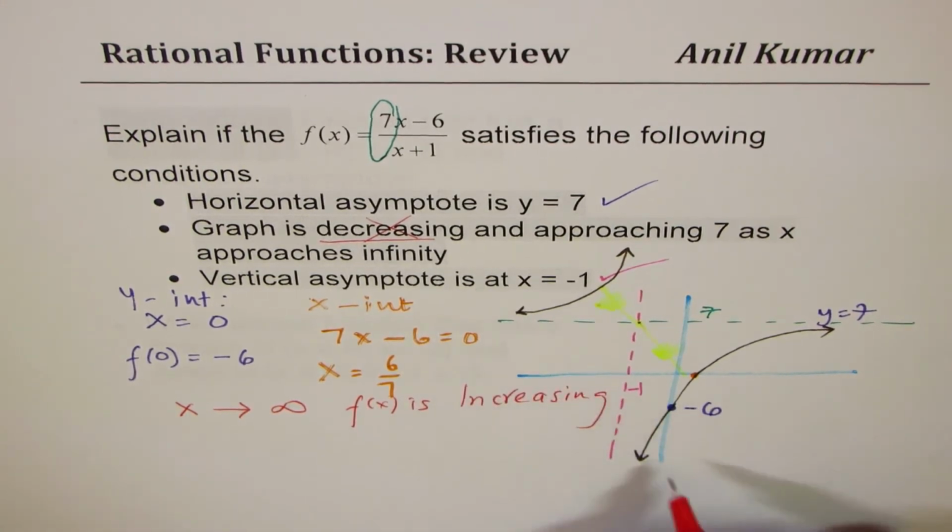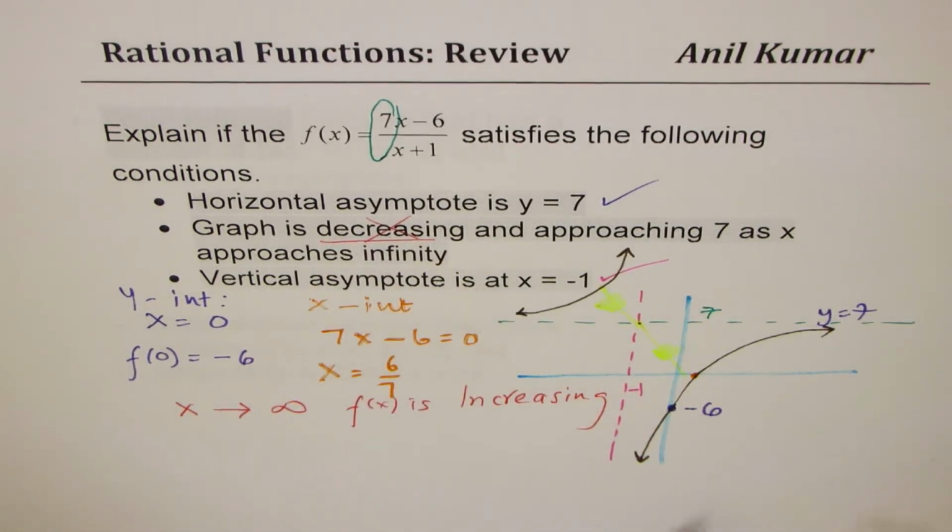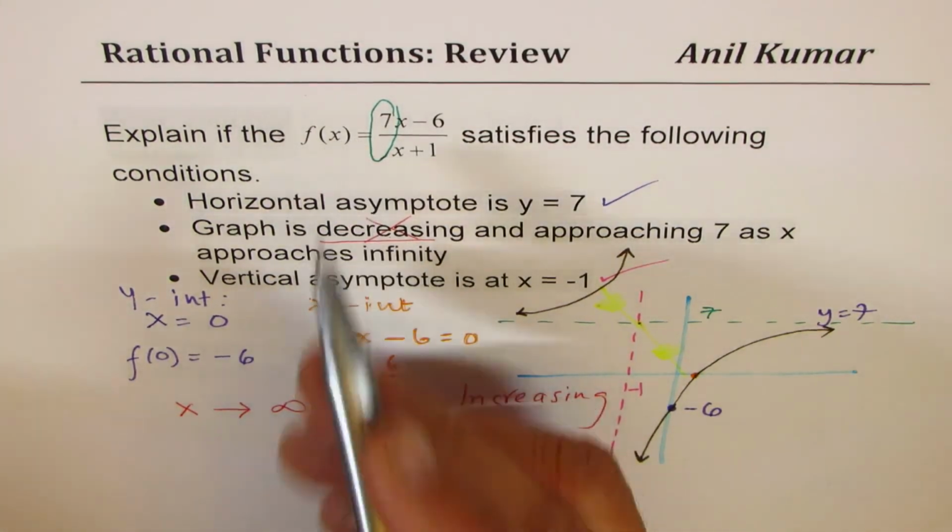In fact, this graph is always increasing. Do you see that? Always increasing. So this statement is wrong. To make it like this, what will you do? You will actually put a negative sign there.